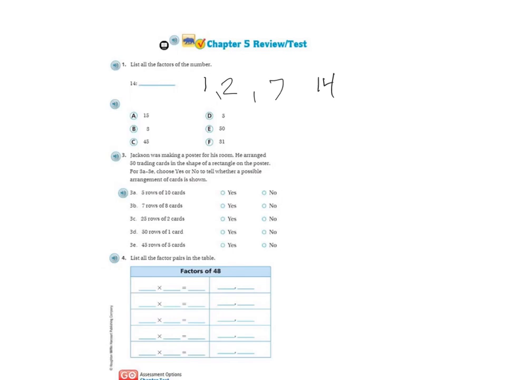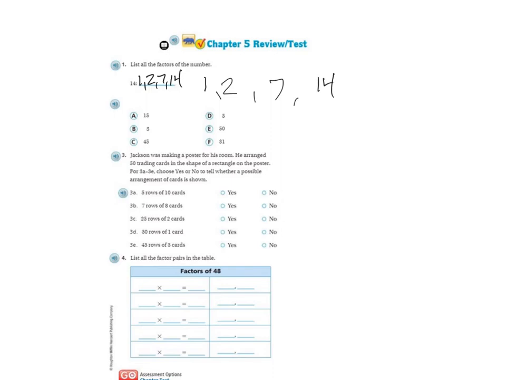Then you can start running through. If you think you're stuck, start running through and saying, well, can 3 times what gets me 14? Nothing. 4 times what? Nope, I can't do that. 5, no. 6, no. 7, I already have. Once you get up to about 9 or 10, you realize, okay, here are my 4 factors. My 4 factors of 14 are 1, 2, 7, and 14.